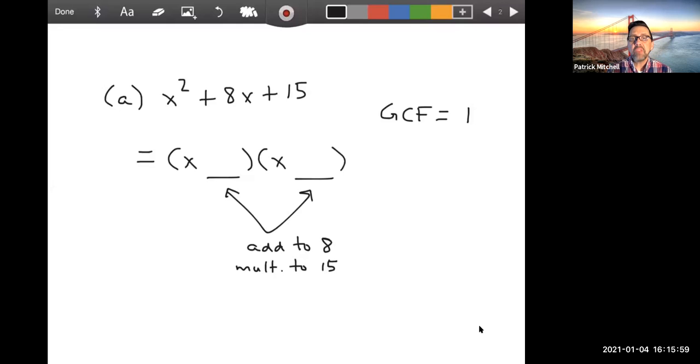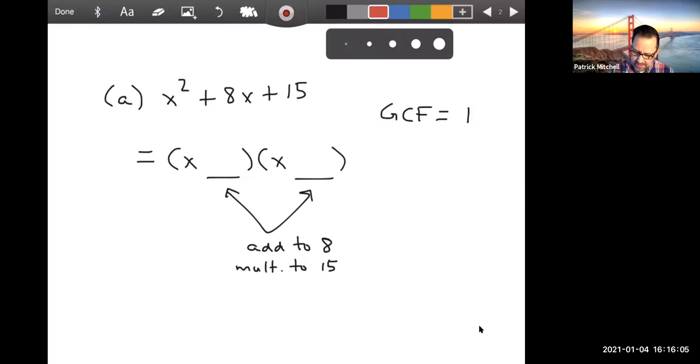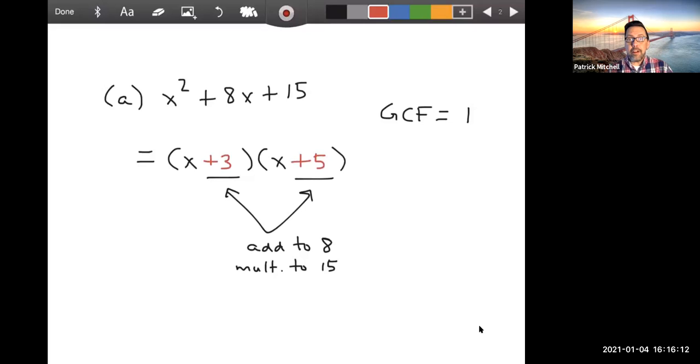There's 1 and 15, which does not add up to 8. What else is there? There's 3 and 5, right? So I think that's our answer. And the way that you check that answer is FOIL. So let's do that.